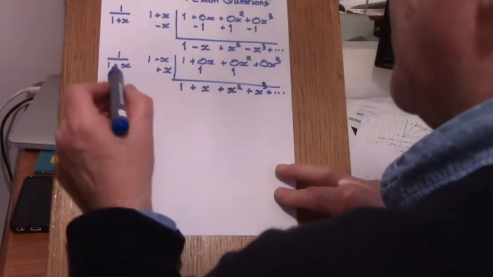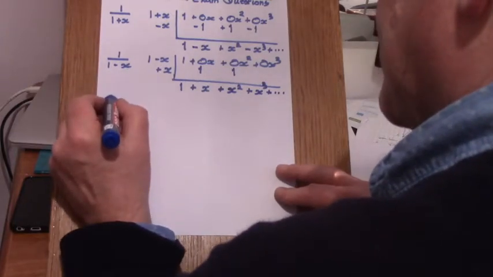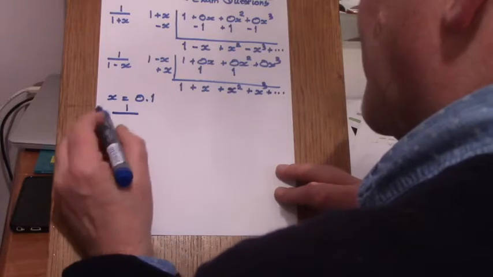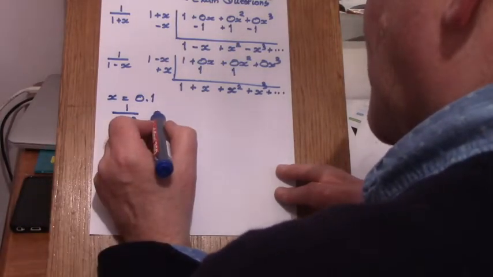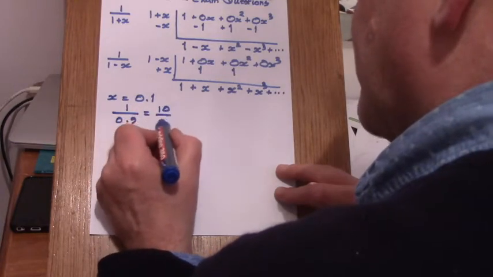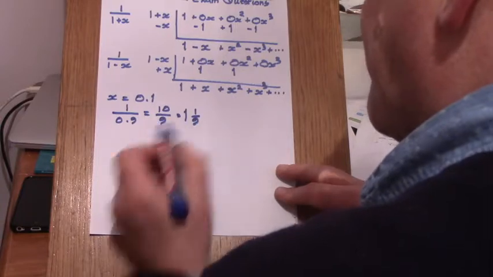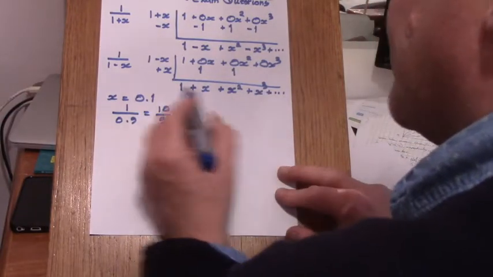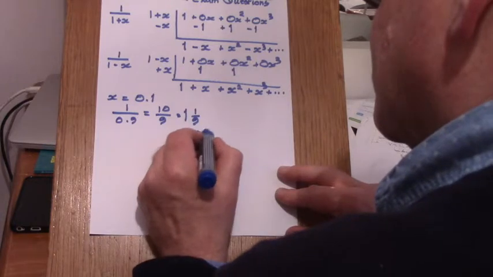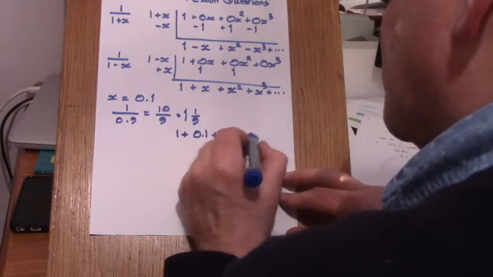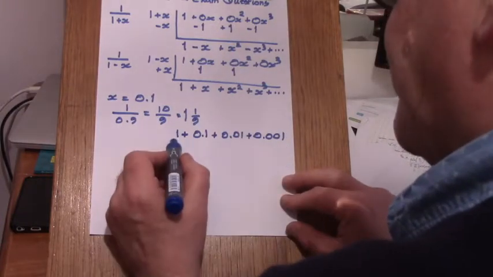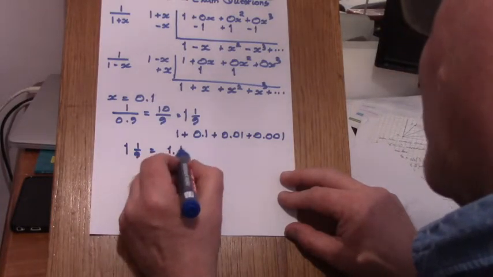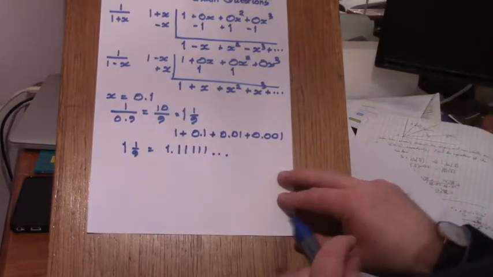We have a look at an example numerically. Let us say that x is equal to 0.1. Then our division is 1 divided by 0.9. Multiplying top and bottom by 10, we get 10 over 9, which is 1 and 1 ninth. And if we put x is 0.1 into the power series here, we get 1 plus 0.1 plus 0.01 plus 0.001, and the result is that 1 and 1 ninth is in decimals 1.111111, 1.1 recurring.